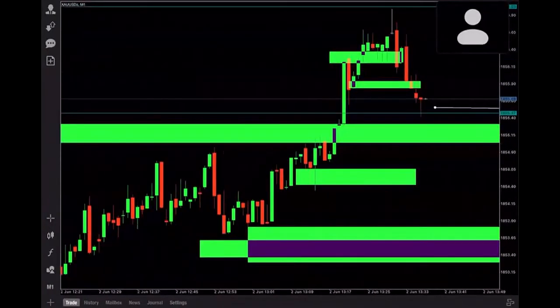See guys, it just needs to break this line here for it to fall. Right now it came, touched, but it rejected.